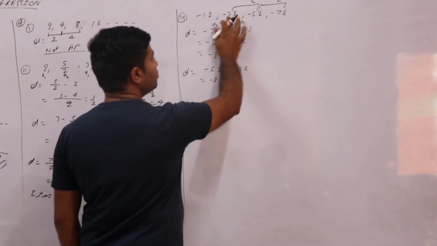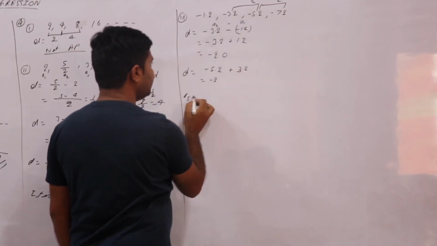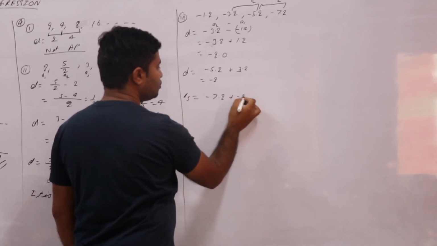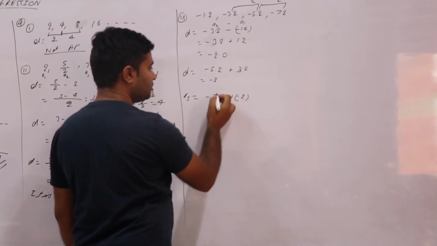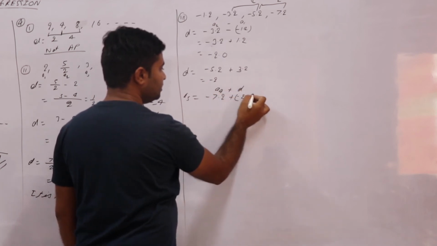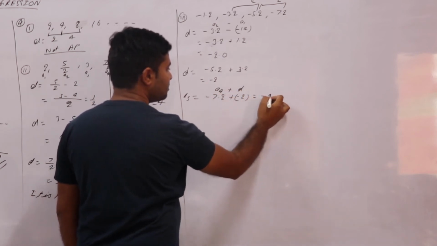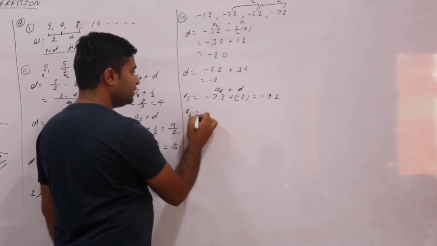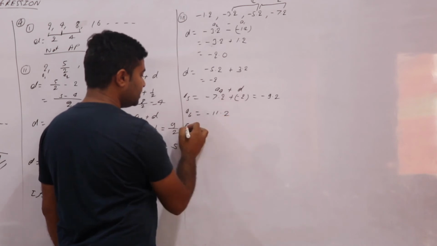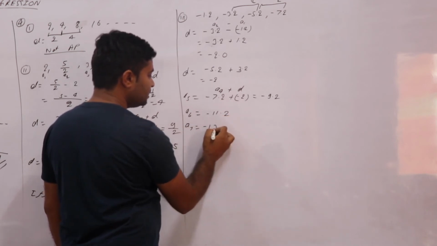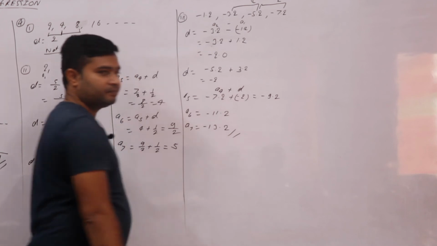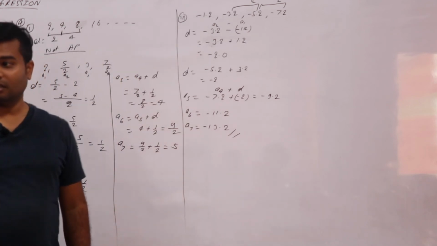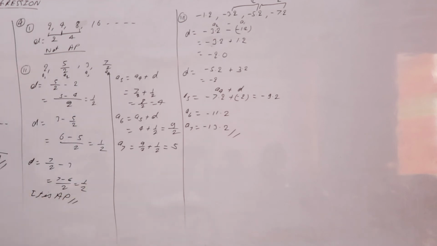So this is 1, 2, 3, 4. So A5 is minus 7.2 plus minus 2, that is A4 plus D, correct? So minus 9.2. Same like that, A6 will be minus 11.2. A7 is equal to minus 13.2. Yes or no? Can you do it?